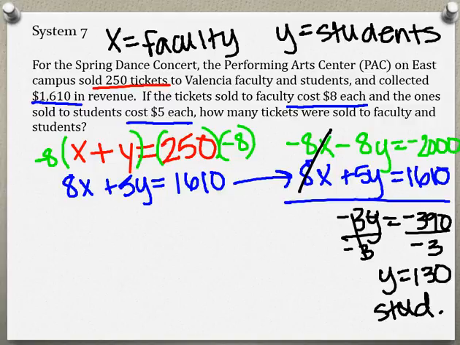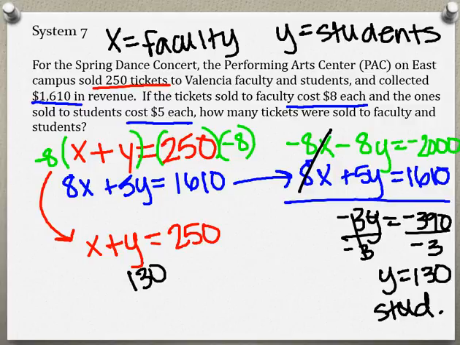Now let's use this information to solve for x. Let's use the original first equation because it'll be really easy to use. So let's just rewrite it. X plus y equals 250. So we're going to plug in our y value and solve for x.